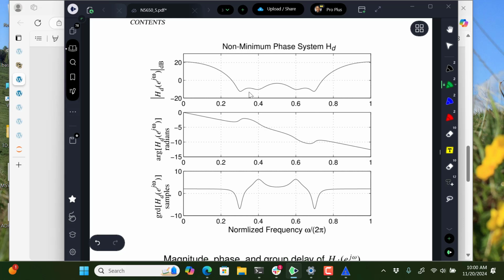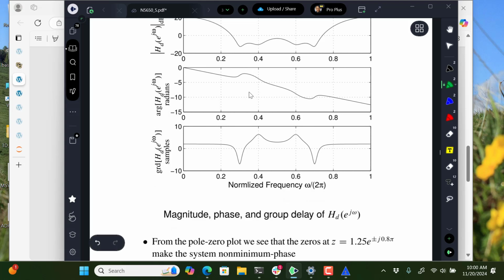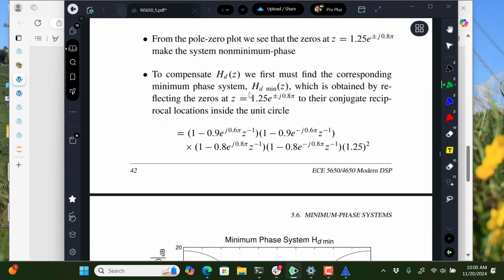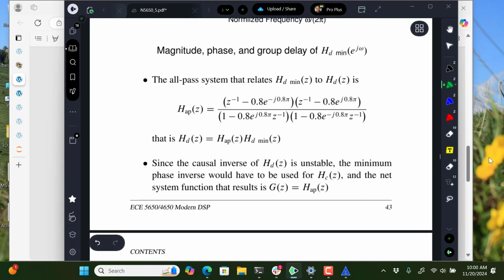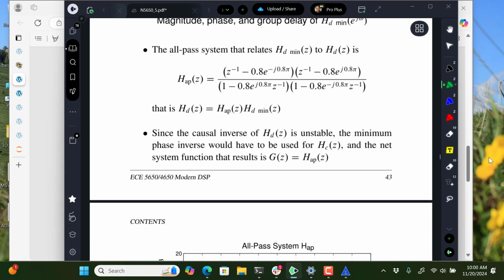So this is our original system, non-minimum phase, distorting system. Notice it's got a lot of fluctuation in the amplitude response, and then magnitude or phase and group delay. Go through this exercise. In this case, we end up with a factor kind of like we did in the previous example. And this is now the distorting system minimum phase equivalent. It's got a different phase response. It still has the same magnitude response. So we build the all-pass system that relates the two. It's sitting right here.